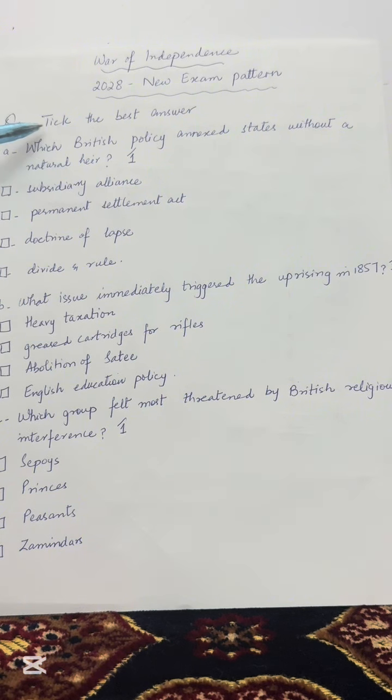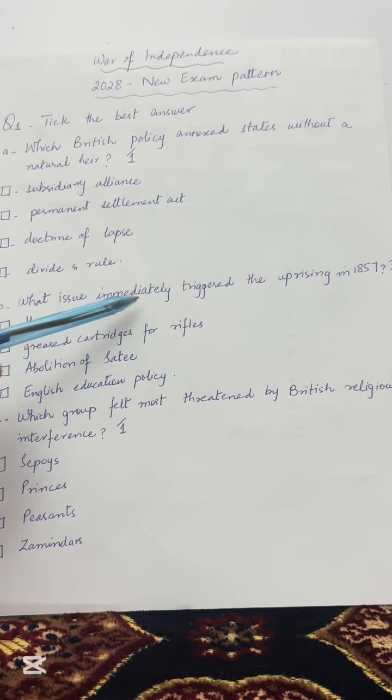The first question is going to be tick the best answer. There are three multiple choice questions given to you. Here I've made one sample of an exam paper. The first one says, which British policy annexed states without a natural heir? There are four options, and you'll need to tick any one of them.